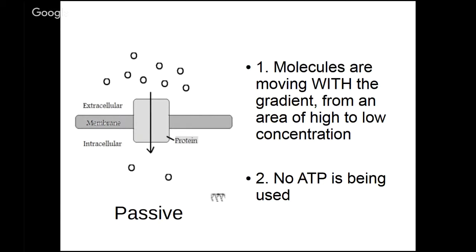The other reason you might identify this as passive transport is that there's no ATP molecules being broken down to power this process. So remember that there is kinetic energy in the molecules moving through the channel or moving through the membrane even, but there's no additional energy being used by the cell in the form of ATP. So that's definitely passive transport.